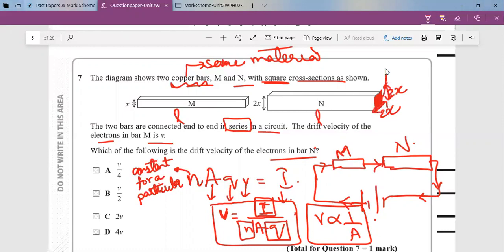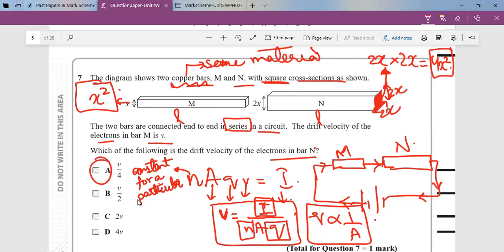So what's the area of this cross-section? 2x multiplied by 2x, because it's a square, so 4x squared. And for M, it's just x squared. So the area of N is 4 times greater than the area of M. If we increase the area by 4 times, what will happen to the velocity? It will decrease by 4 times. They are inverse. So option A should be the answer.